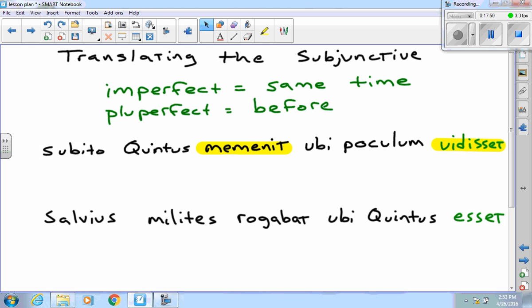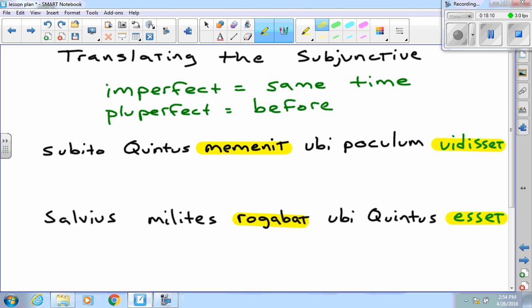On the next one, I read through and I get to "rogabat Saulus milites, rogabat ubi Quintus esset." Rogabat is my main verb. It's in the imperfect tense. It's in the past. I look over here at esset. That is an imperfect subjunctive. I'm going to translate it as the same time. So Saulus asked the soldier where Quintus was.